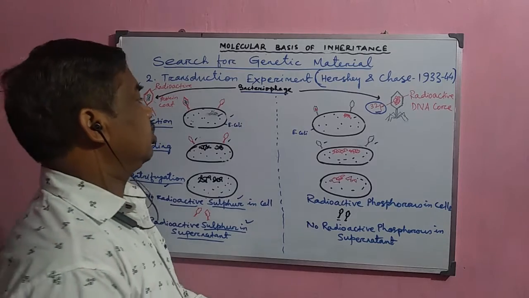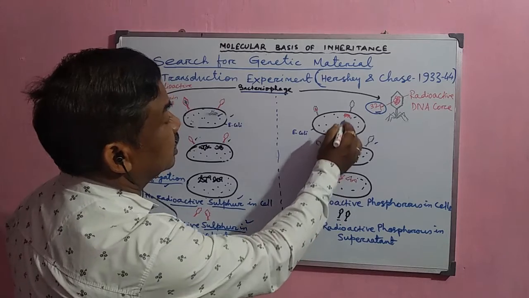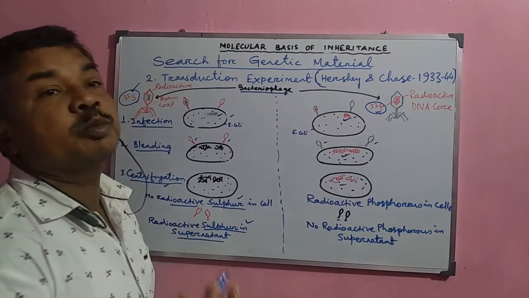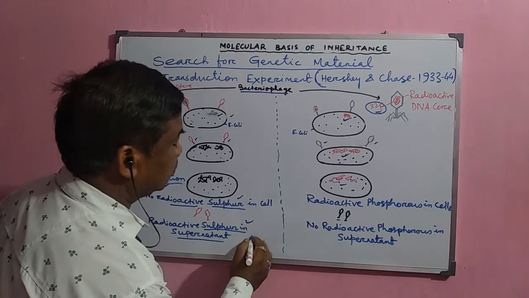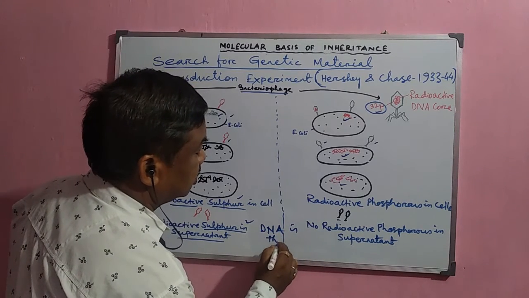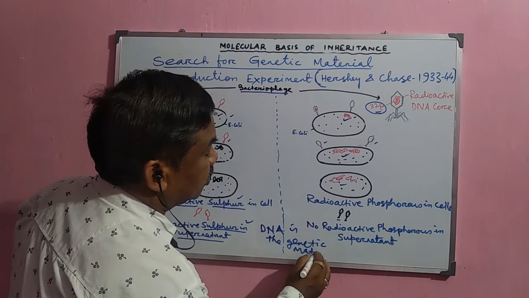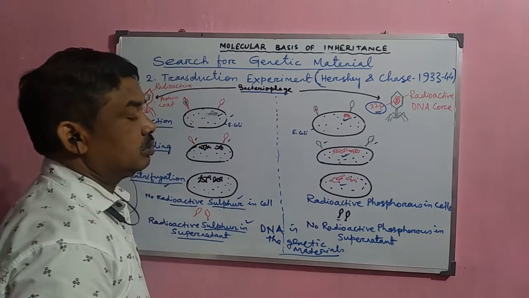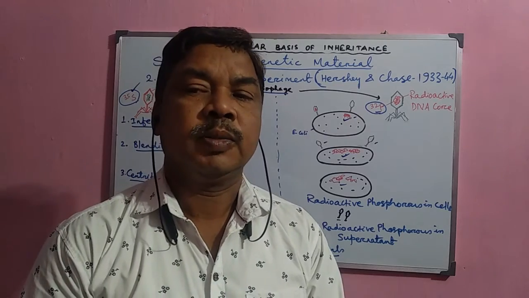So from this experiment, Hershey and Chase concluded that the DNA which entered the cell is actually responsible for the expression of the characters in the next generation. So from this they concluded that DNA is the genetic material. From these two famous experiments, finally it was concluded that DNA is the genetic material.